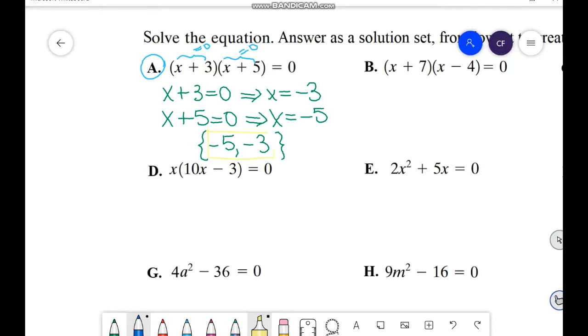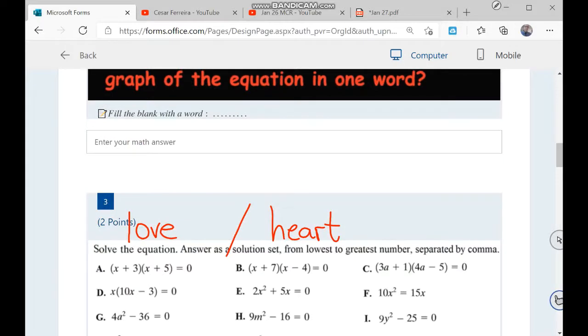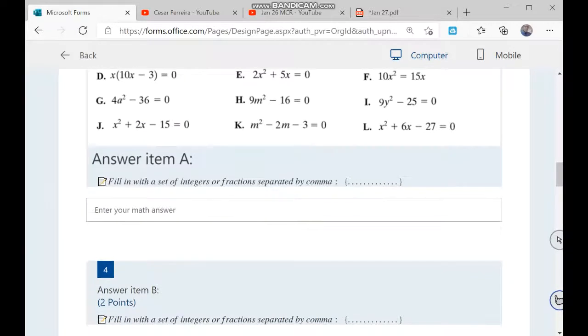Since some students cannot find the brackets on the keyboard, or cannot find them on the smartphone, you just need to type the numbers separated by comma, like here. I will even erase the brackets so you don't make a mistake. Only the numbers separated by comma, because the brackets are already here. Check it out. That's the reason you don't need the brackets. They are already represented here.